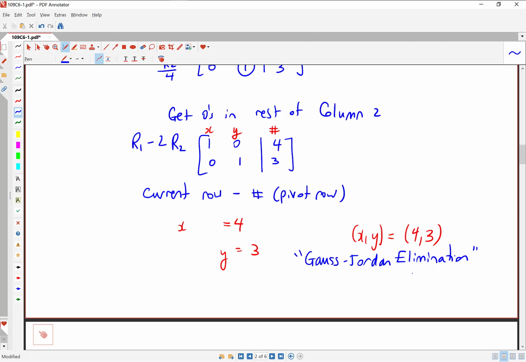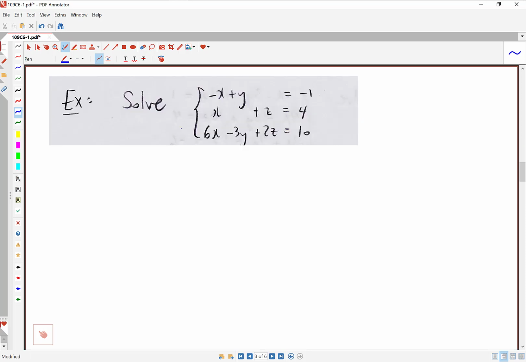So in our next section, we'll see that sometimes a system can have no solution, or sometimes a system can have infinitely many solutions. But in this section, we're just sticking with the basic type of system where you get a nice unique solution, meaning you've got a specific value of x and a specific value of y that solves the system. So let's try another example of solving a system using Gauss-Jordan elimination.